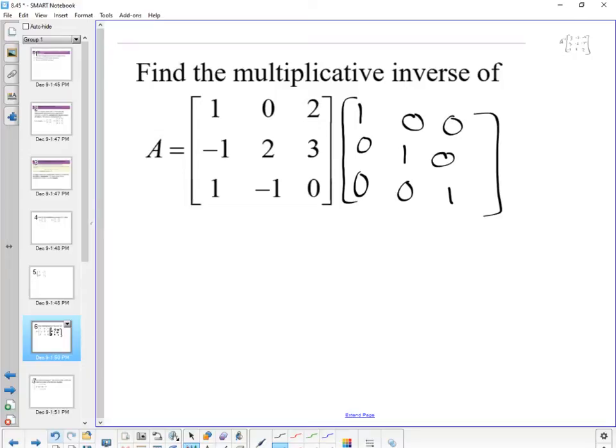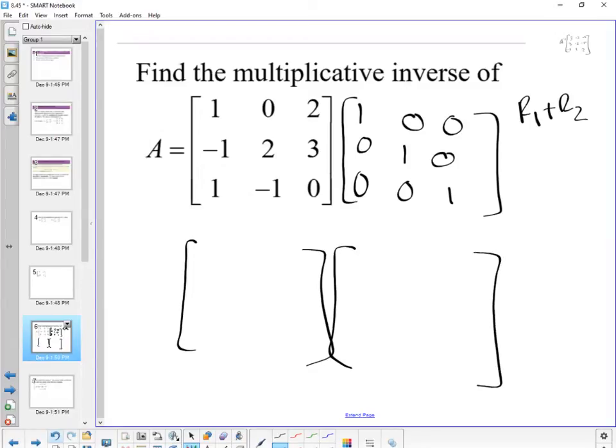We have a 1 where we want it to be. Now what I'm going to do is I'm going to take row 1 and add them to row 2. Everyone cool with that? So our first row is changing. Is our first row changing? No. 1, 0, 2, 1, 0, 0.